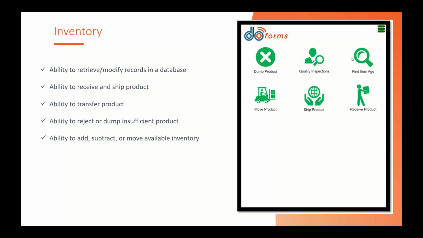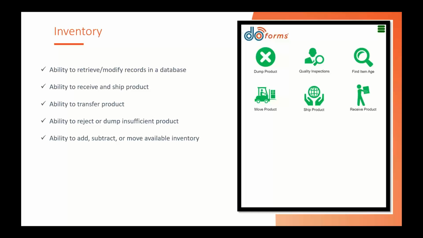And then they have a find item age capability, which effectively allows you to pick a product and gives you the history on that product. When it was received, who it was received by, the dates and times of all those transactions, if it's been moved from location to location. It's essentially just a running history of a particular item or product that they have in inventory, and just gives you a running history of everything that they have there.